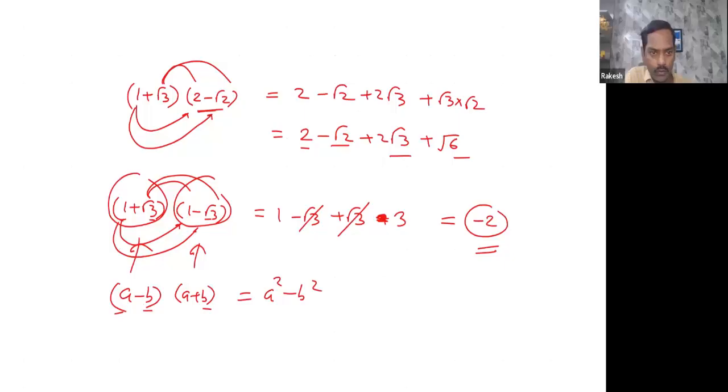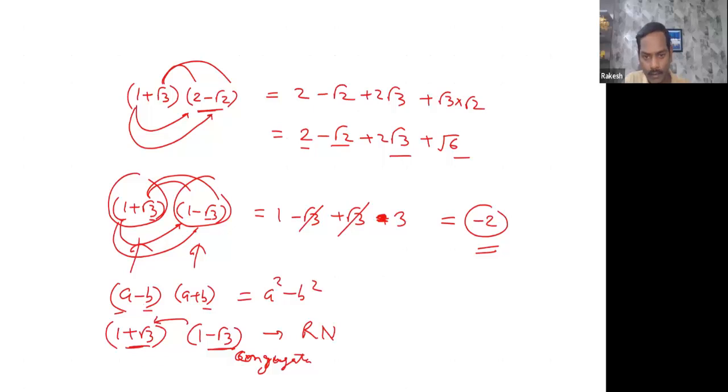Correct? So, if I have an irrational number 1 plus root 3 and I'm multiplying with 1 minus root of 3, I will always get a rational number. So, this is called the conjugate. This is called the conjugate of this. This is called the conjugate of this. So if any irrational number a is multiplied with its conjugate, we will get a rational number.